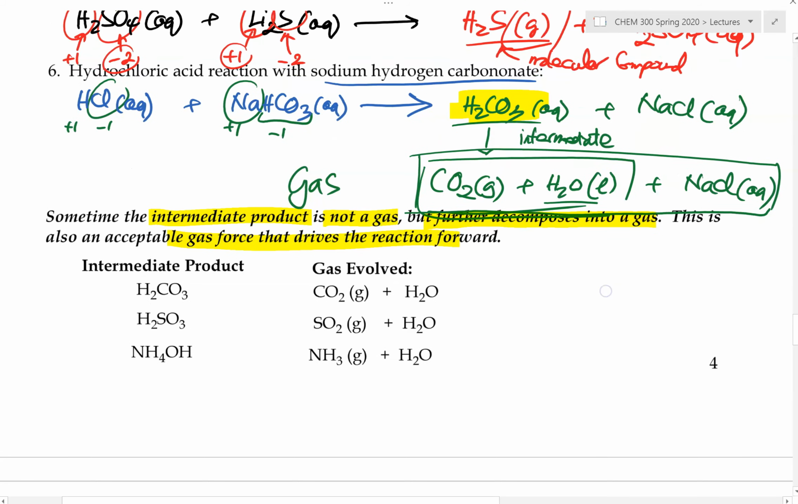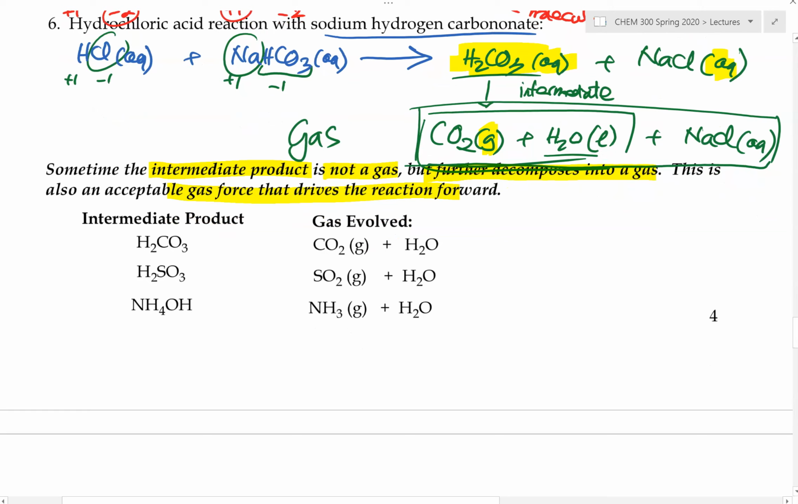Because sometimes when we look at this product, we see this is aqueous, and this is aqueous, and we'll be saying, hey, there's no driving force in here, right? There's no solid forming in here, right? But now we know that this will further decompose into a gas. And that's why it is an acceptable driving force. And here are some of the other intermediate products that can be further decomposed into gases in the presence of water. So carbonic acid, we have seen that already.